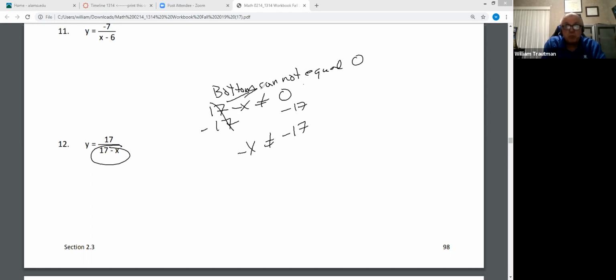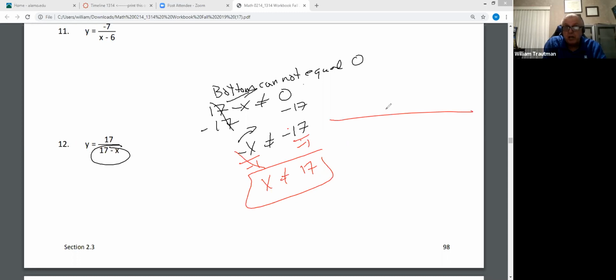And then I have to get rid of the negative sign, so you divide by a negative 1. Negative divided by negative is a positive. So the domain is x cannot equal 17.